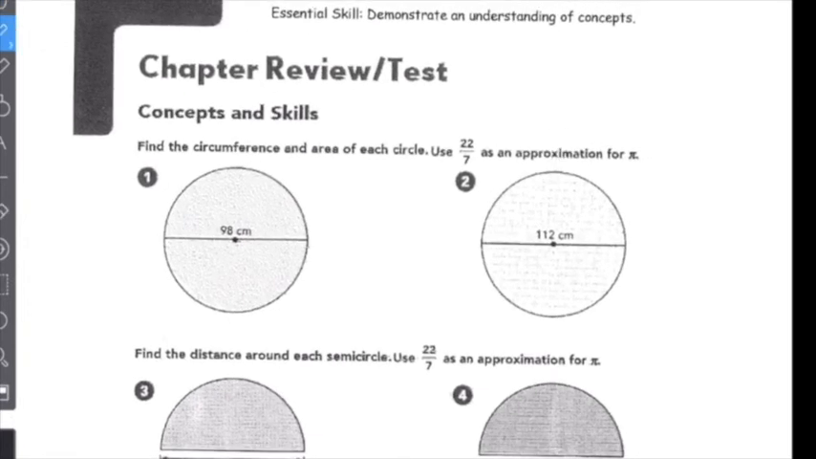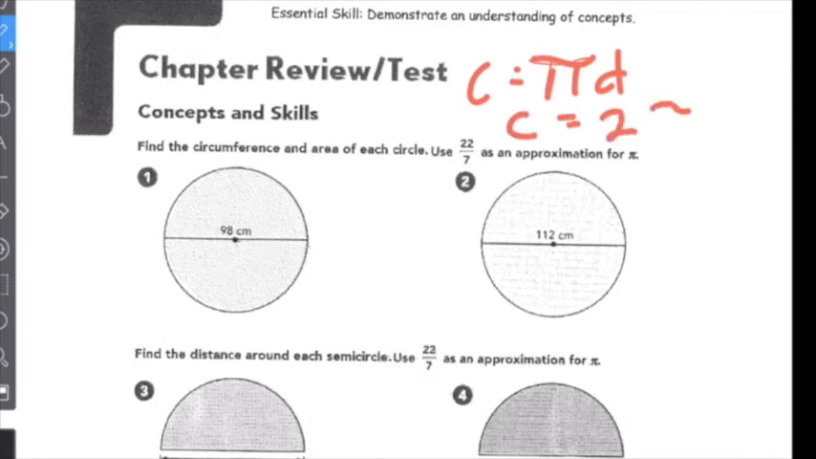You should know that circumference of a circle is one of two things. It's pi times d, which is diameter, so circumference equals pi d, or circumference equals 2 pi r. One other thing is the area, and the area equals pi r squared. So you need to know those three different formulas.